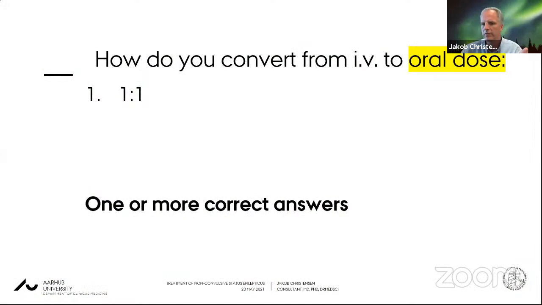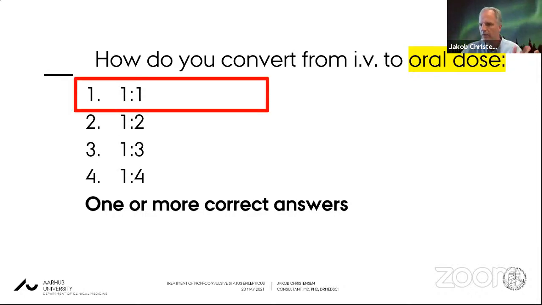So how do you convert from IV to an oral dose? Is it 1-to-1? Is it 1-to-2? Is it 1-to-3? Is it 1-to-4? And it's actually 1-to-1 for all of them. So it's very easy to remember. Just use exactly the same dose that you have decided to use as a maintenance dose. Once you go over to oral dose, then just change it 1-to-1. All of these 4 drugs that I've just mentioned have a 100% absorption from per-oral administration.